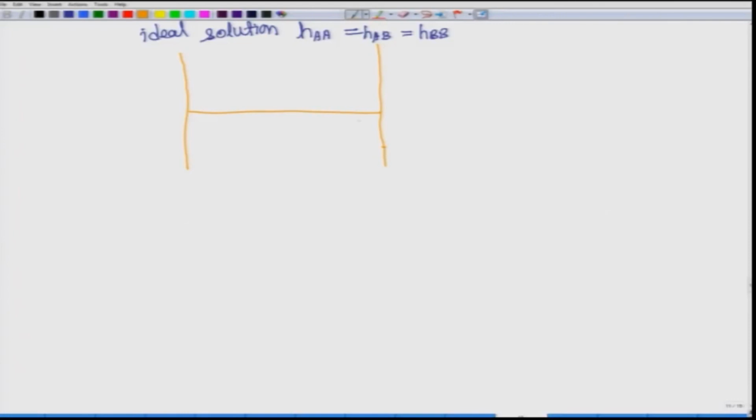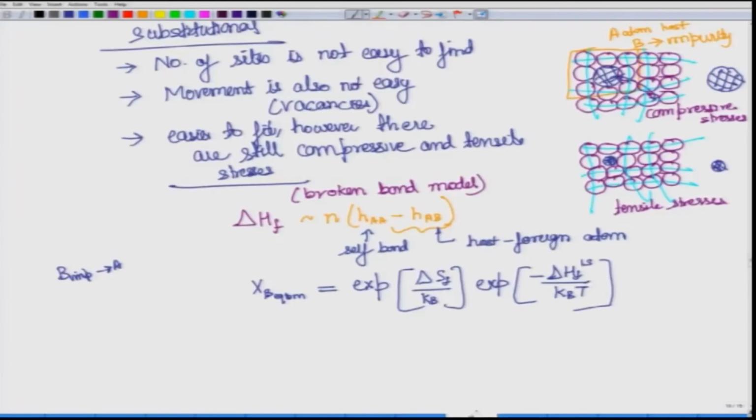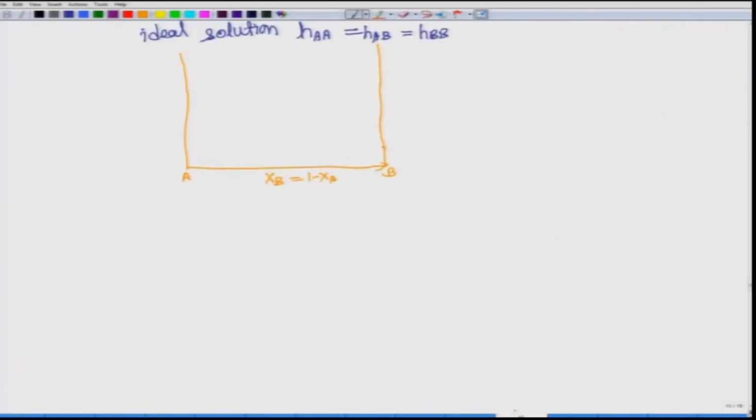So, let us say on the x axis we have x B, which is equal to 1 minus x A. So, you are going from pure A to pure B. Initially we are talking about impurity in B, so we are somewhere over here. Now, since HAA is equal to HAB, if you go back, what you see is that when HAA is equal to HAB, then delta H formation would be approximately 0, and therefore, the delta H term, which is the delta H formation, is almost 0. So, it remains constant.